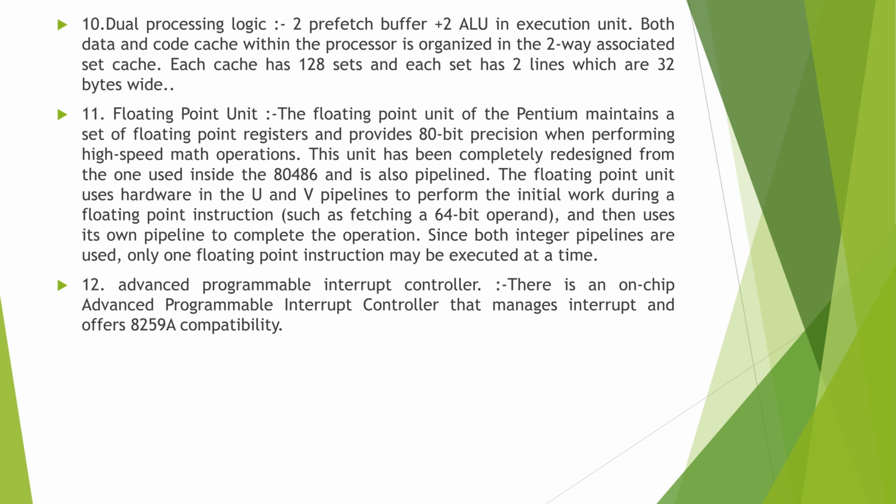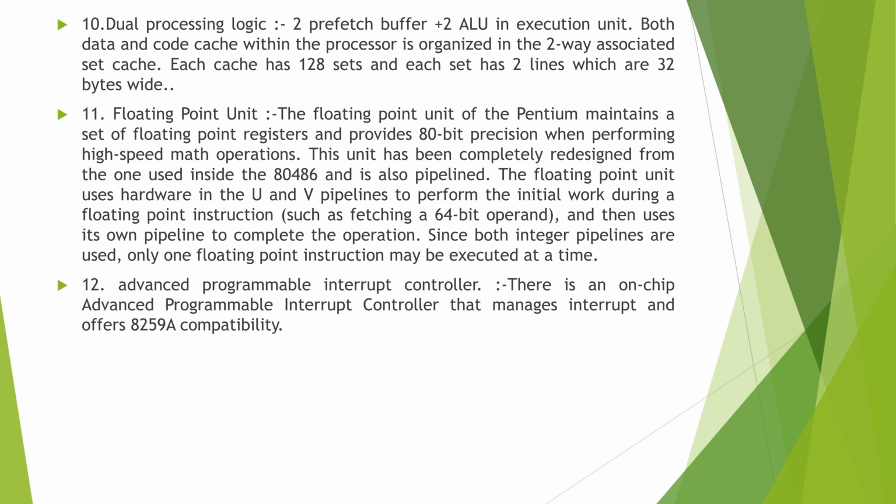Next functional unit is the dual processing logic. As the Pentium has two prefetch buffers, inside it has two ALUs along with two pipelines, the U pipeline and the V pipeline. Also it has two separate 8 kilobyte caches, a data cache as well as a code cache, and the design type of each cache is a two-way set associative cache. Each cache has 128 sets and every set has two lines, each with a length of 32 bytes.